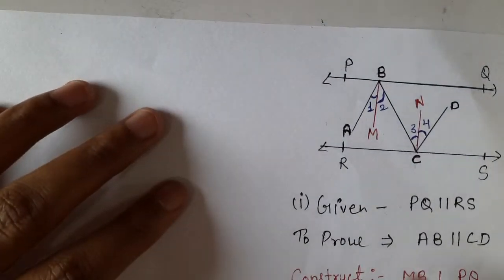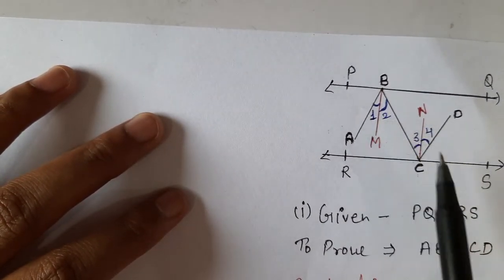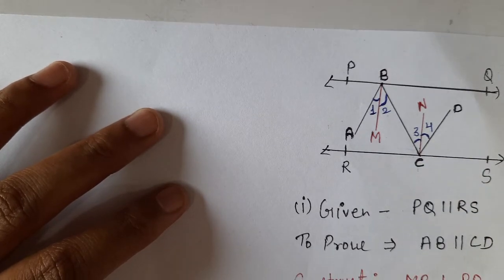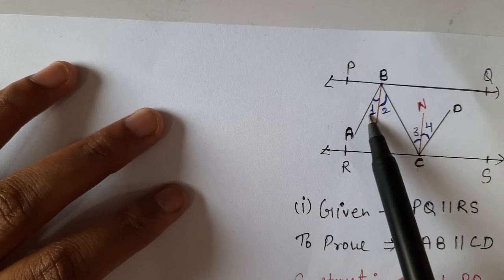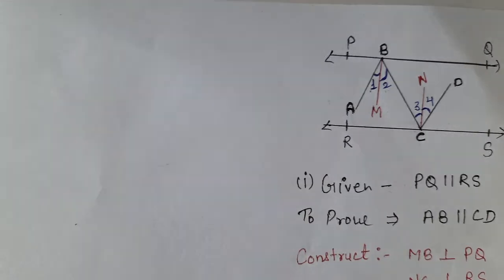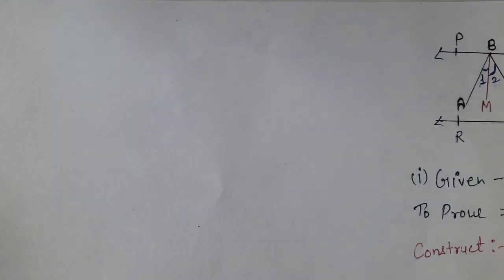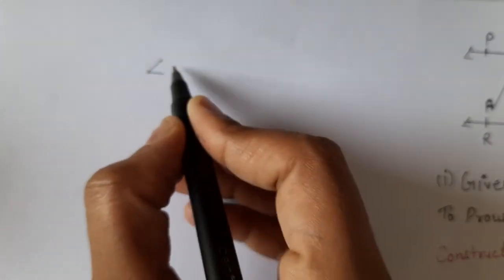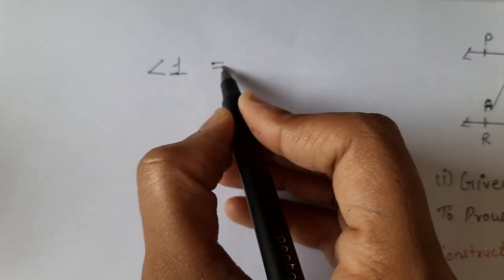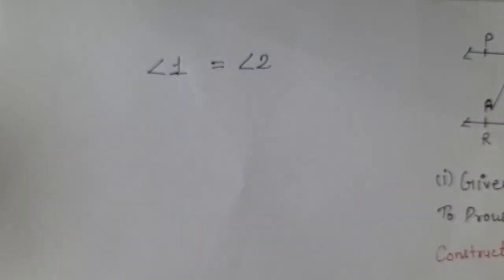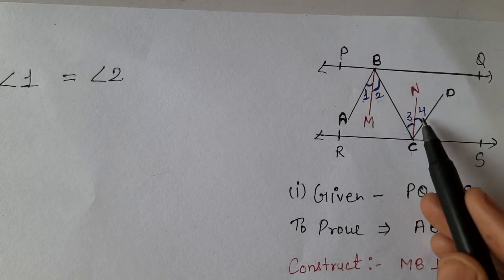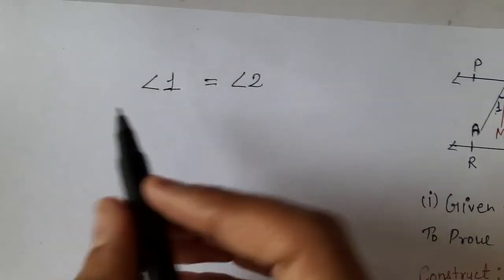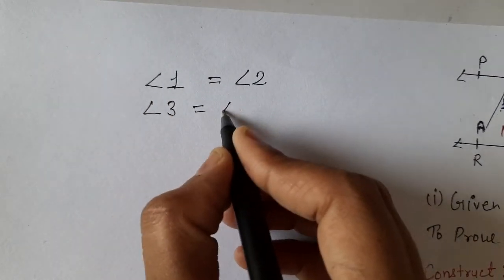You can see that I'm marking angle 1, 2, angle 3 and 4 here. You know the law of reflection: the angle of incidence is equal to the angle of reflection. So what can we write here? We can write that angle 1 is equal to angle 2, and you can see here angle 3 and angle 4 are also the angle of incidence and angle of reflection, so angle 3 is equal to angle 4.